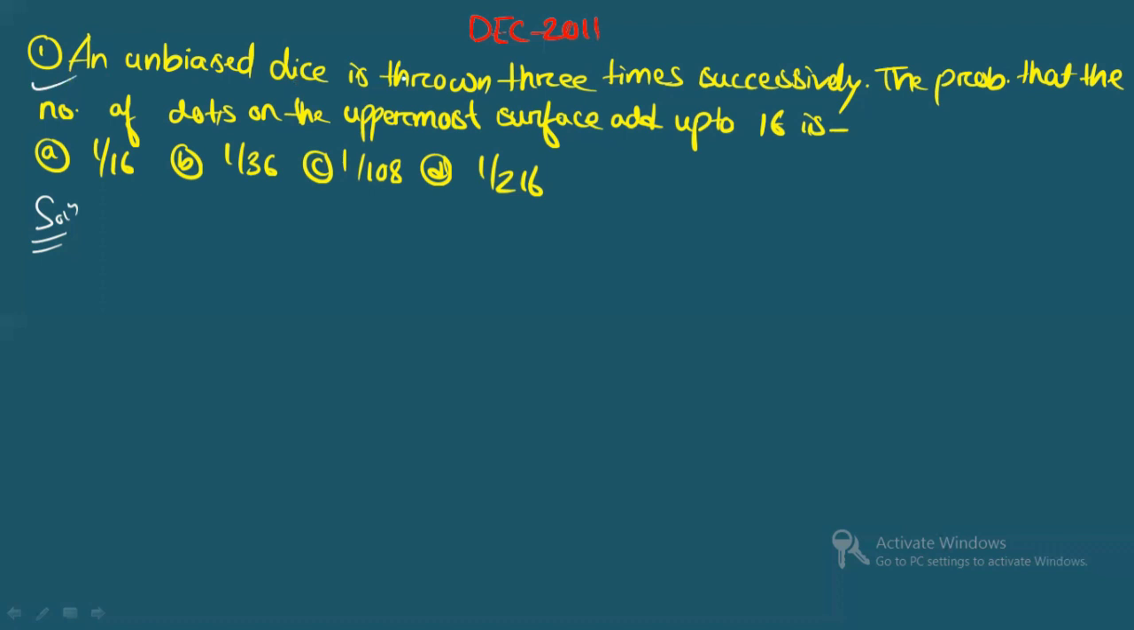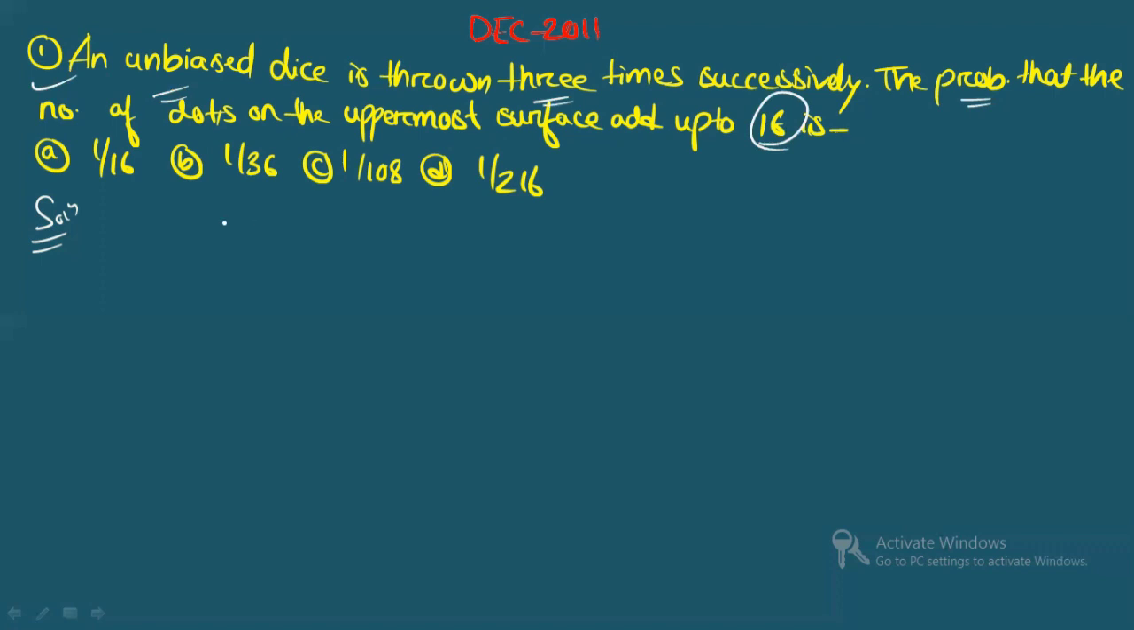It is said an unbiased dice is thrown 3 times successively. The probability that the number of dots on the uppermost surface adds up to 16 is. So you have an unbiased dice, and it is thrown 3 times. You have to calculate the probability that the number of dots on the uppermost surface adds up to 16.